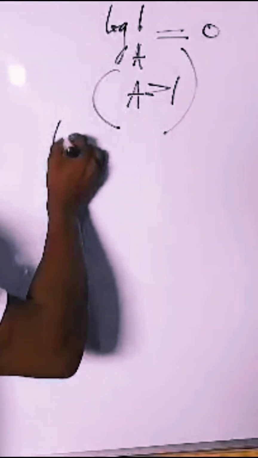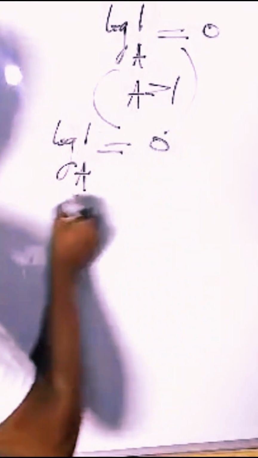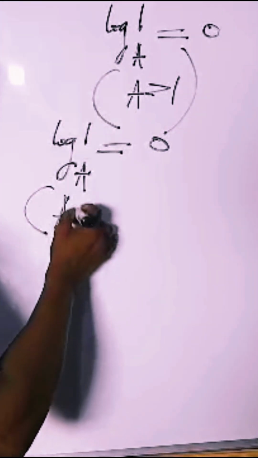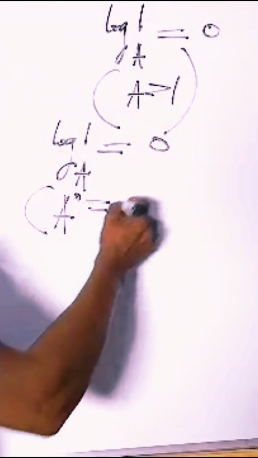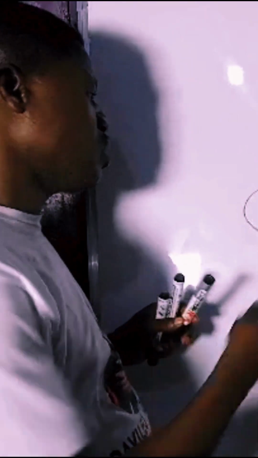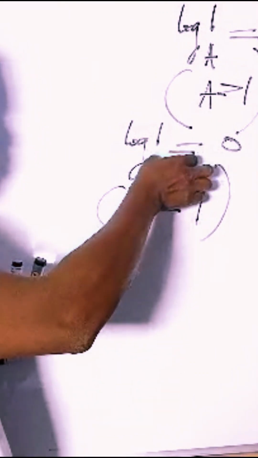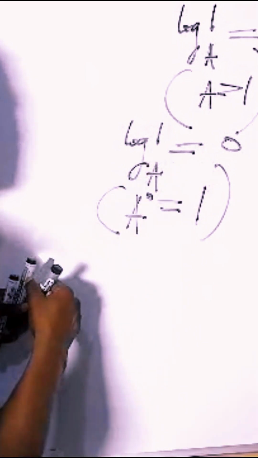With this in mind, we can prove further that the log of 1 to base A is equal to 0. Let us say the base, A raised to power 0, is 1 according to that law of indices. What does that imply? It implies that anywhere I see 1, I can as well put A raised to power 0 in this particular expression.